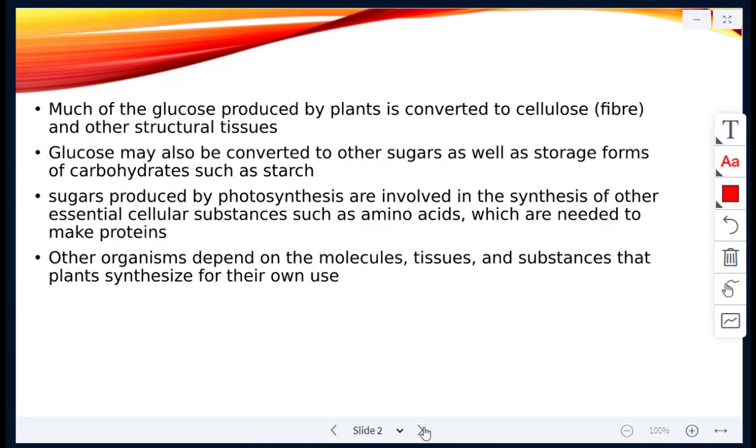Much of the glucose that's produced by plants gets converted to cellulose or fiber and other structural tissues. Glucose may also be converted to other sugars, as well as storage forms of carbohydrates like starches. Sugars produced by photosynthesis are involved in the synthesis of other essential cellular substances, such as amino acids, which are needed to make proteins. Other organisms depend on the molecules, tissues, and substances that plants synthesize for their own use.